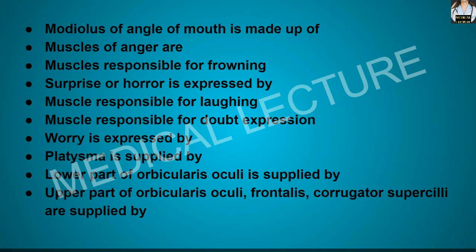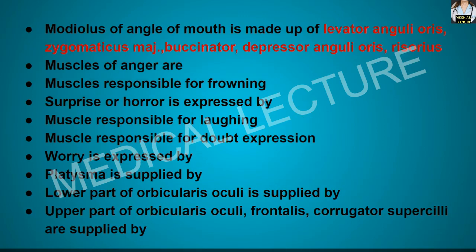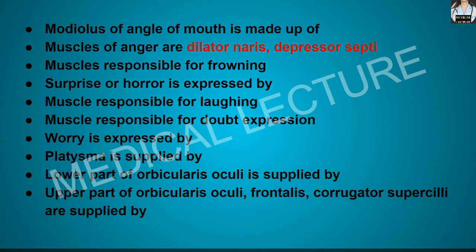Now the modiolus of the angle of mouth is made up of the levator anguli oris muscle, zygomaticus major, buccinator, depressor anguli oris and the risorius muscle. Muscles of the nose are dilator naris and the depressor septi. Now, I have made one separate video on the facial expression muscles. So just watch that and you will be easily able to remember all the facial expression muscles.